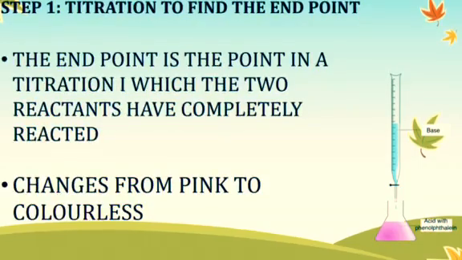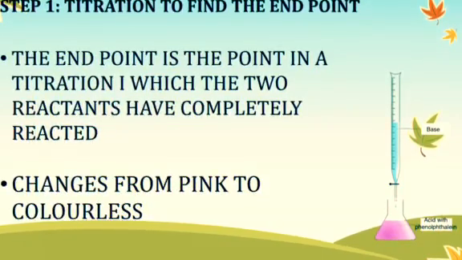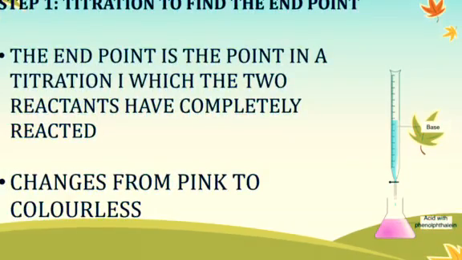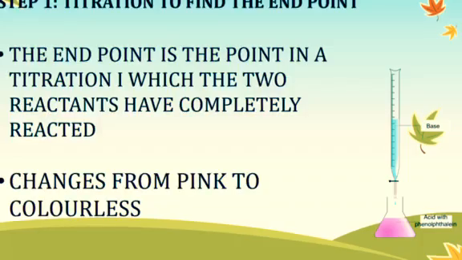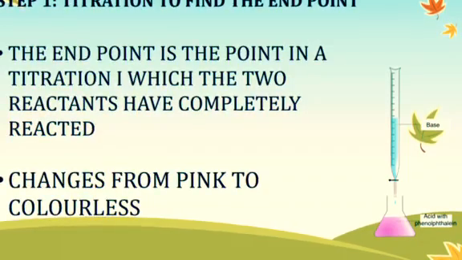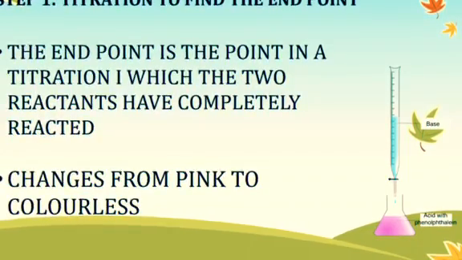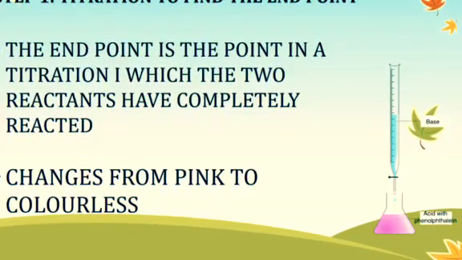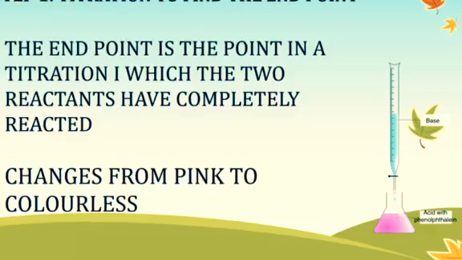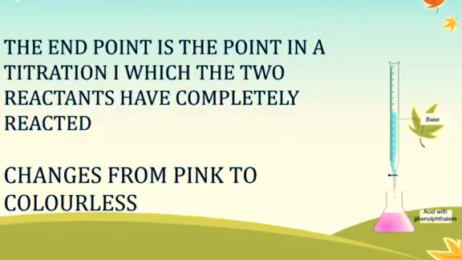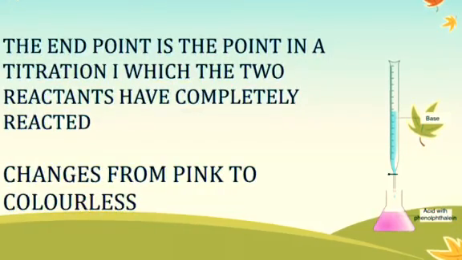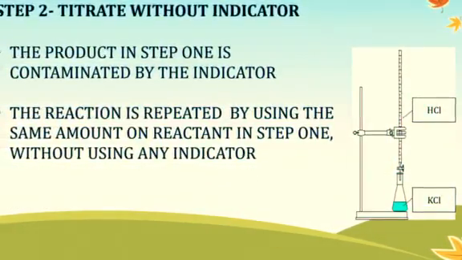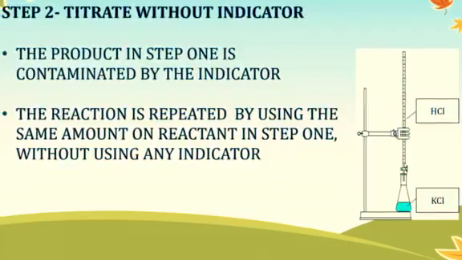In this step, we also have a problem because of phenolphthalein impurities in the product. We don't want the phenolphthalein, but the problem is we can't remove it. So what do we do? Thus, we need to record the final reading of the burette, then determine the volume of hydrochloric acid required to neutralize the potassium hydroxide solution so that we can titrate without indicator. Now we already have our pure salt solution.